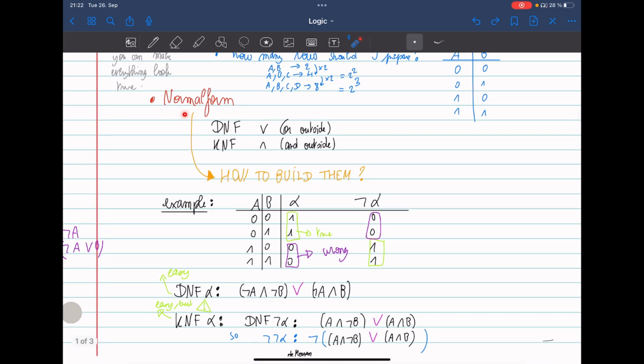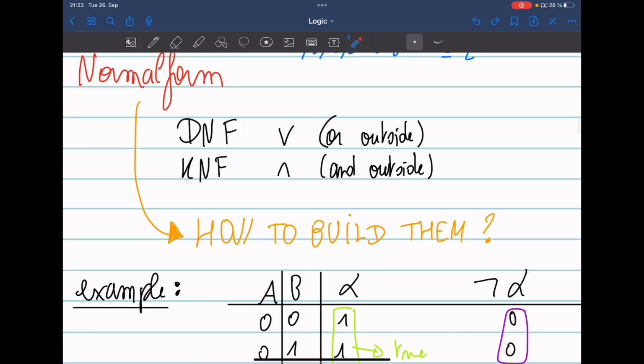Now for the normal form. So there are 2 types of normal forms, the disjunctive normal form and the conjunctive normal form. I used the German abbreviation. What do we have to remember? For the disjunctive normal form, we have or outside. And for the conjunctive normal form, we have and outside.